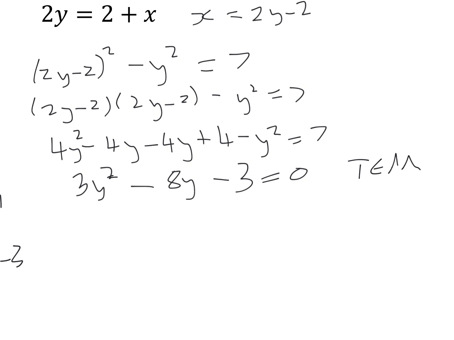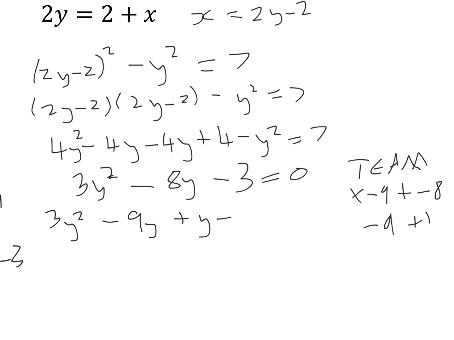So we're going to try to get two numbers which times to give minus 9 and add to give minus 8. And that would be minus 9 and plus 1. So what do we get? The middle term, minus 8y, and we replace it with minus 9y and plus 1y.